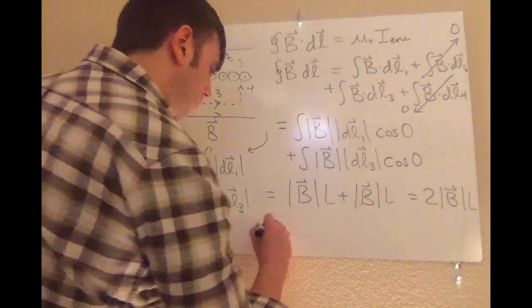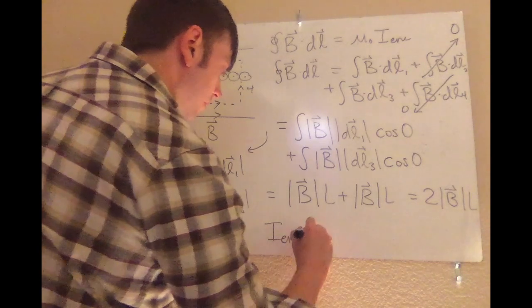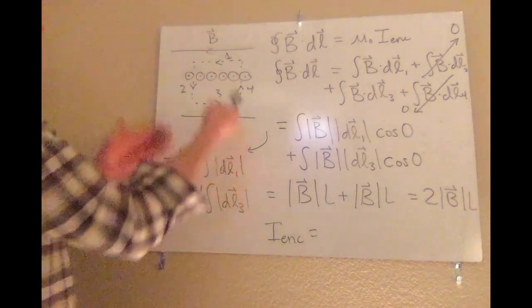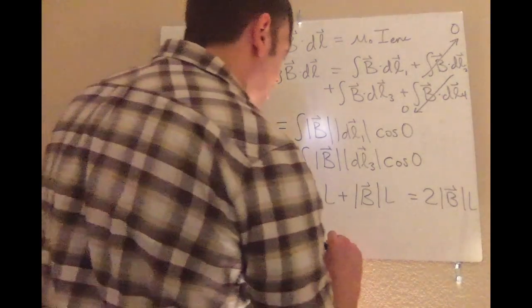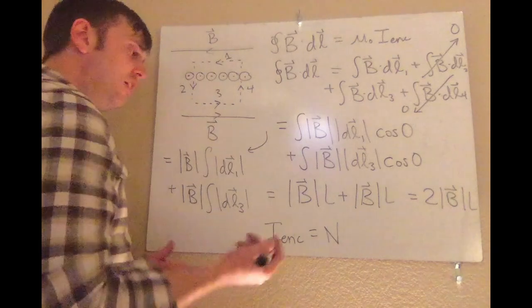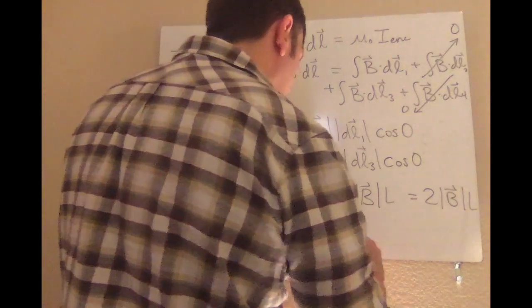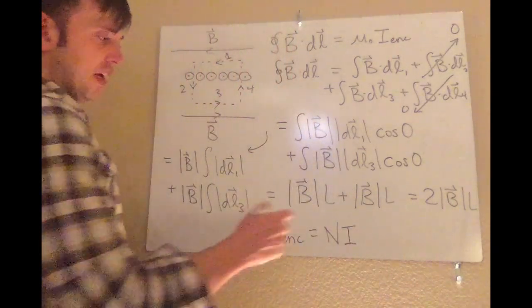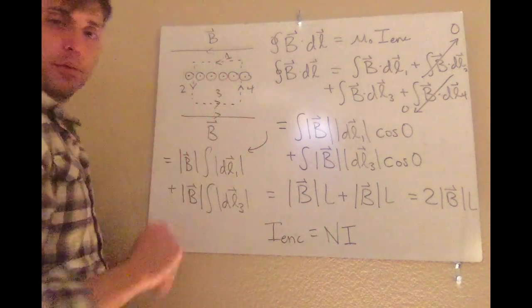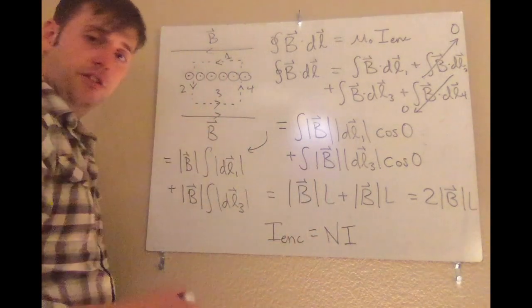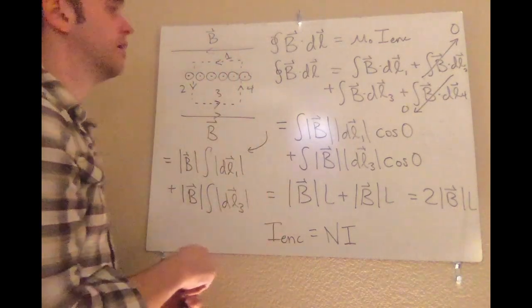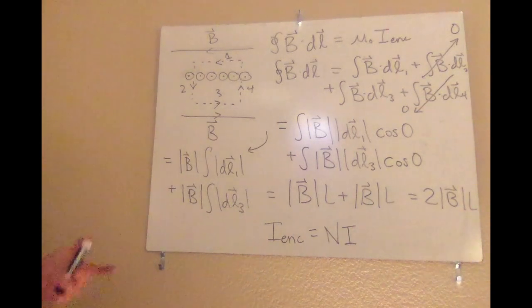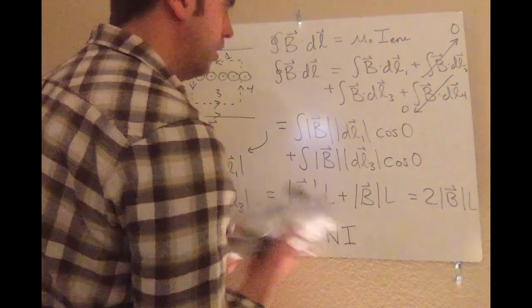How do we think about the enclosed current? Well, this path encloses a whole bunch of different wires. Let's say that number is N, and each wire is carrying a current I. So if we take the number of turns of wire that we're enclosing here times the current each one has, that's going to give us the total current that we're enclosing with our loop. That's the idea. Okay, so to finish this off, let's take what we know.